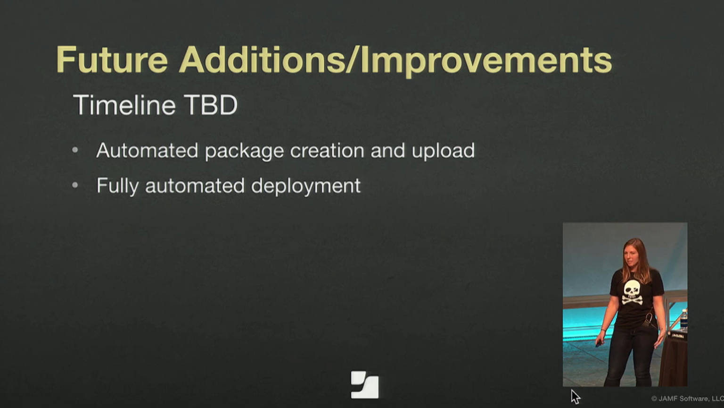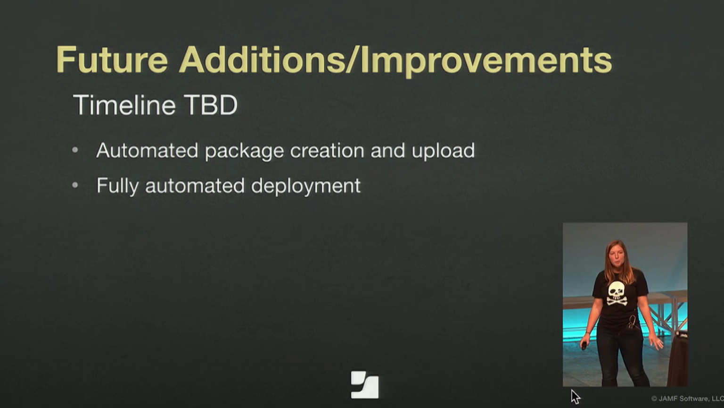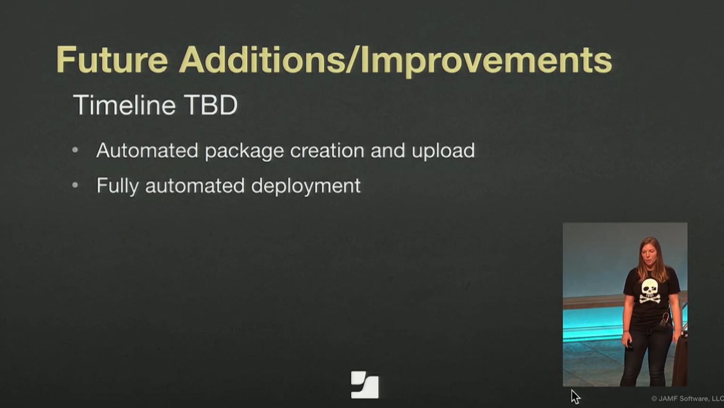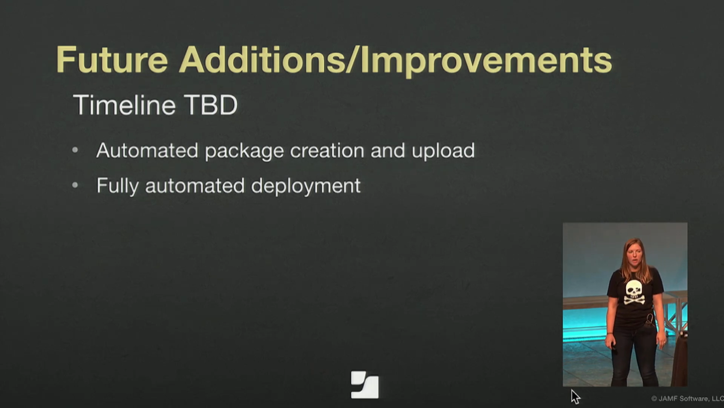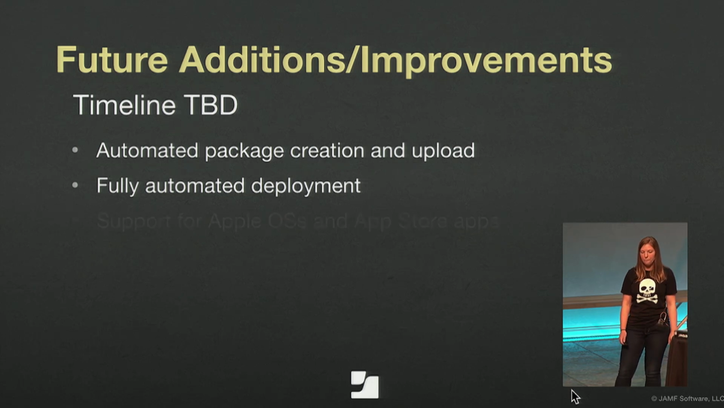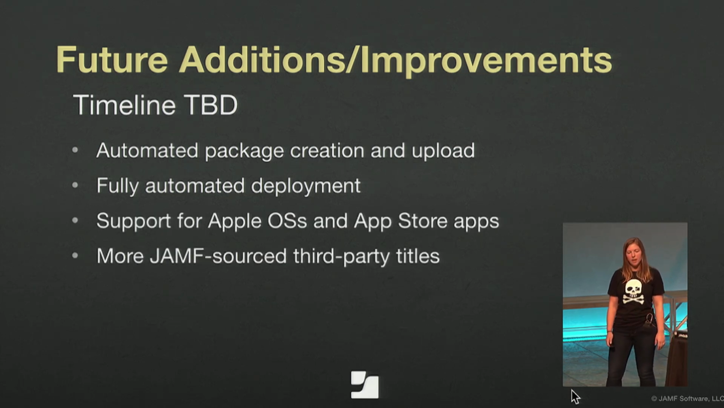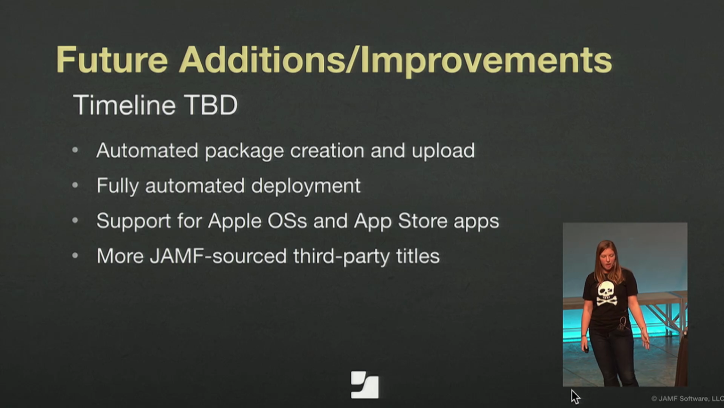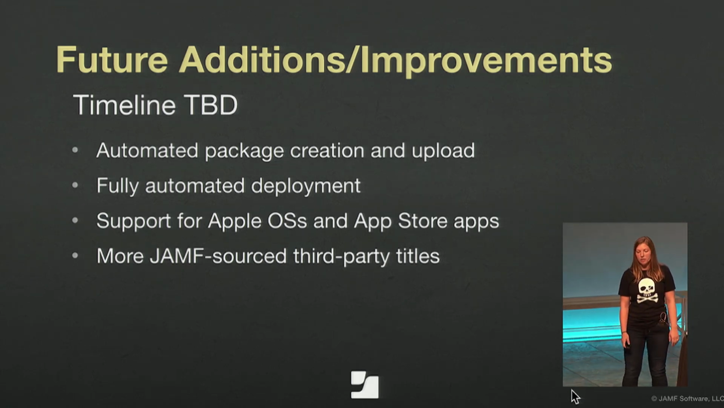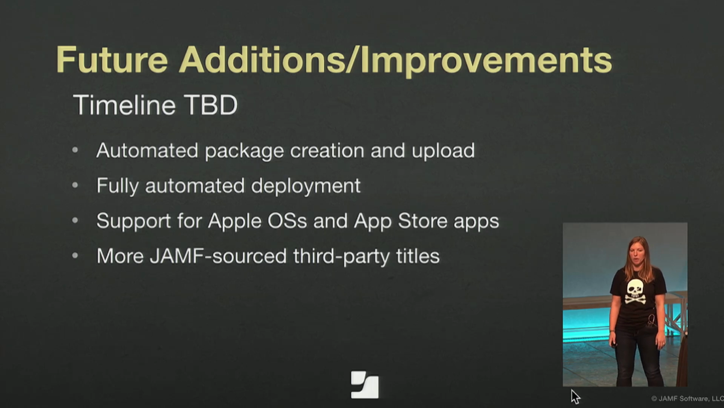So we realize that this level of automation is not comfortable for a lot of organizations, but some people really want this. So we'll obviously make this customizable so that you can choose the level of automation that's right for you. And then as we talked about earlier, we will be adding support for Apple OS's and App Store apps, as well as additional Jamf source third-party titles.